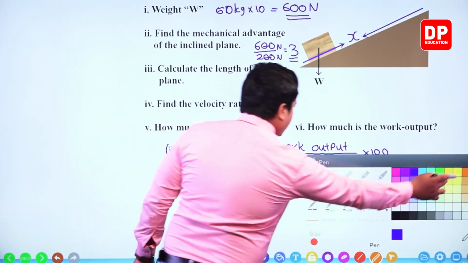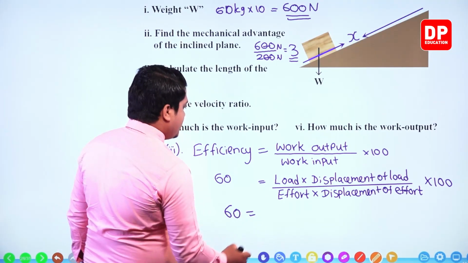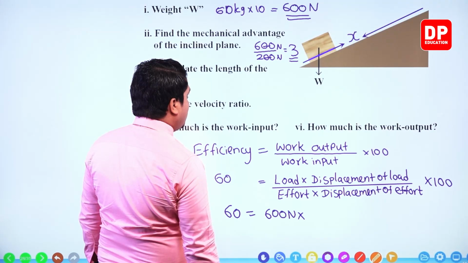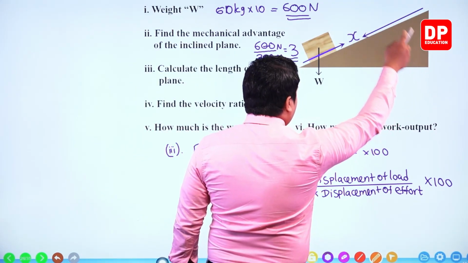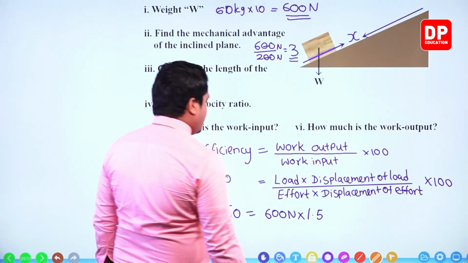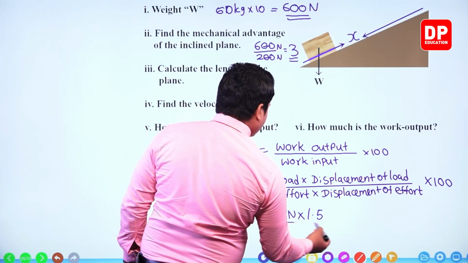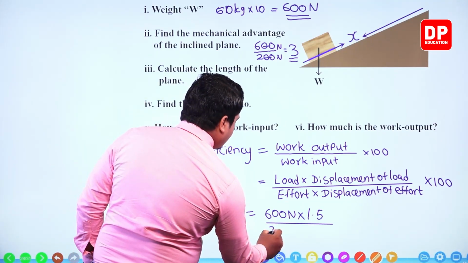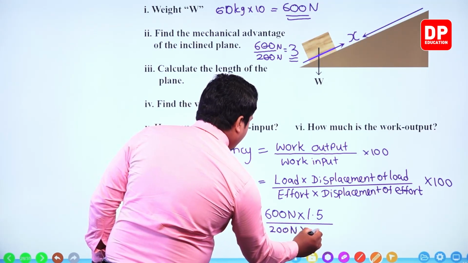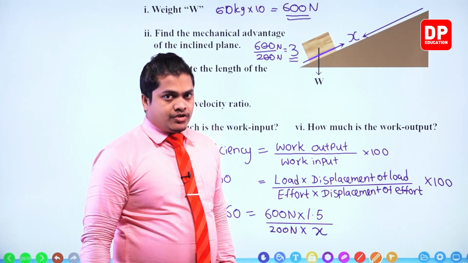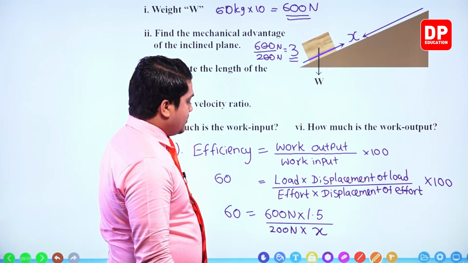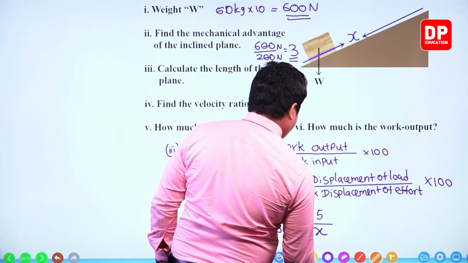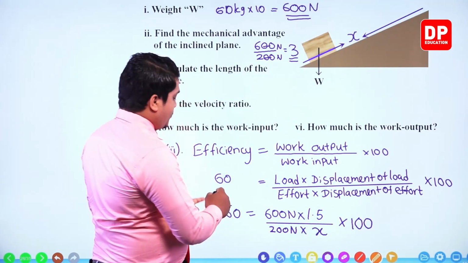Now let's substitute. So 60 is equal to load, which is 600 Newton, multiplication displacement of the load. Displacement of the load here is given as 1.5 meters. Effort, how much is the effort given? Effort is 200 Newton. Then we don't know x. x is the length which the effort has traveled. So this value multiplication 100 is equal to 60.